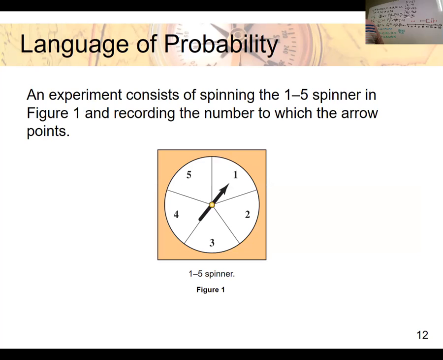So like in this case right here, an experiment consists of spinning the 1 to 5 spinner, as you see here, and recording the number to which the arrow points, okay? So if you were to look at this, the sample space would be all 5 numbers, 1, 2, 3, 4, and 5. And an event would be something like spinning an odd number. So in this case here, either getting a 1 or 3 or 5, because those are odd numbers.